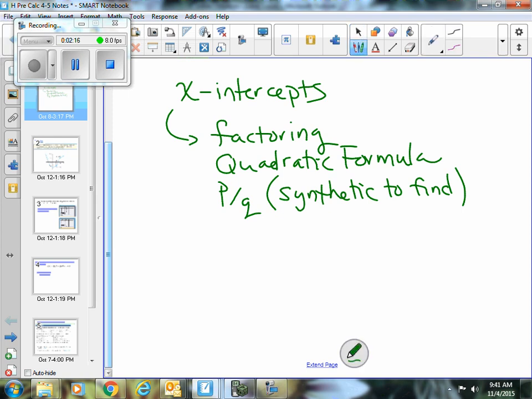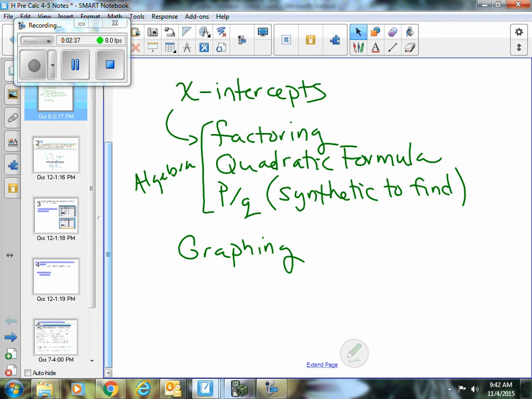Wouldn't help us in the least doing p over q, because that only gives us rational roots. So today, to find these x-intercepts, instead of doing these more algebraic methods, what we're going to do is a graphing approach. Now, obviously, if you're going to do that by hand, that'd be an awful way to do it. But we have a graphing calculator, so not so bad. We're going to utilize that technology.